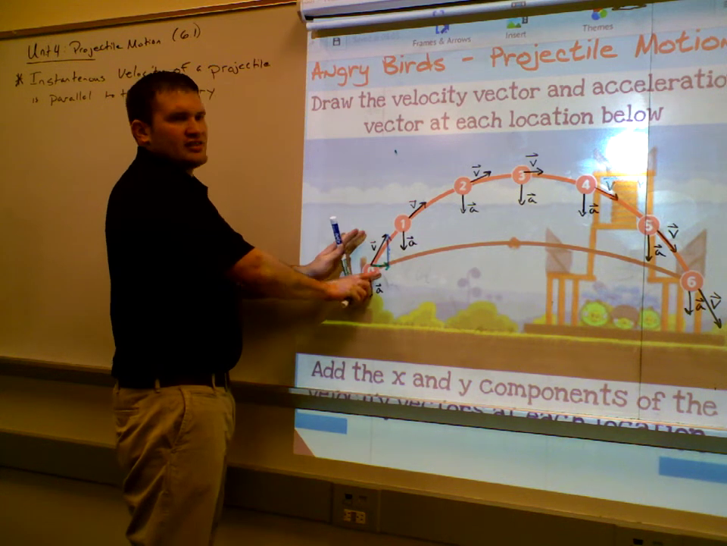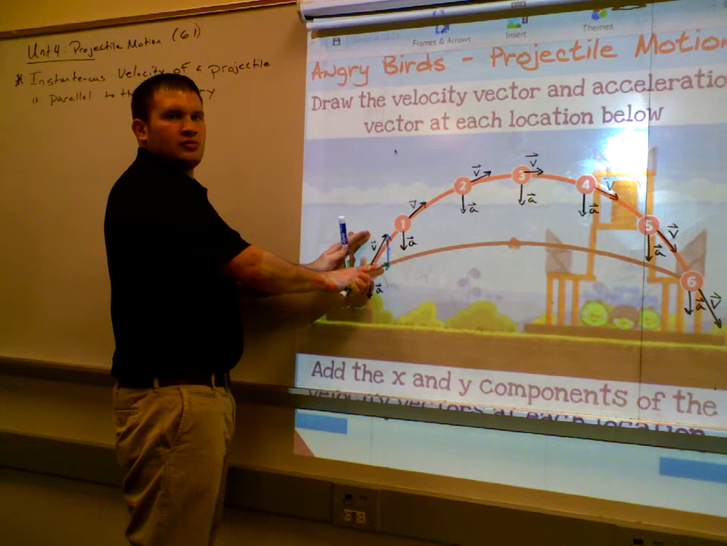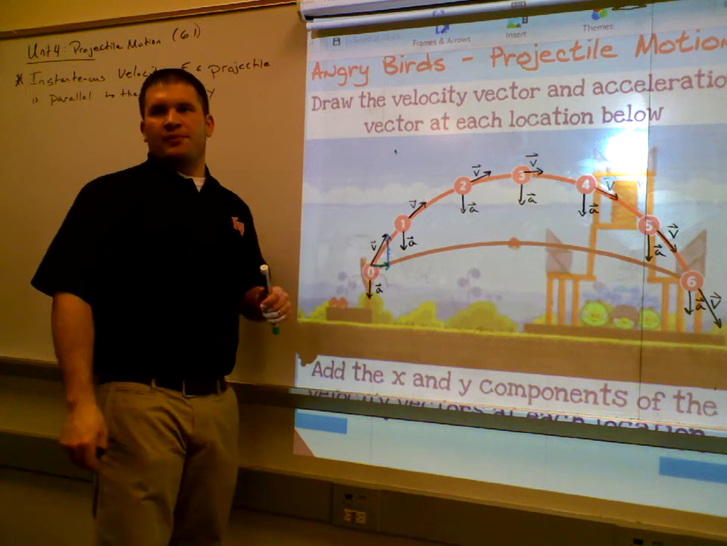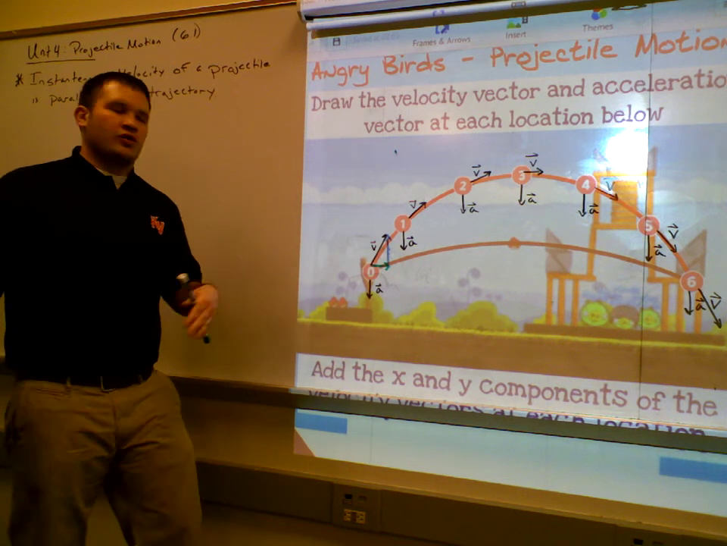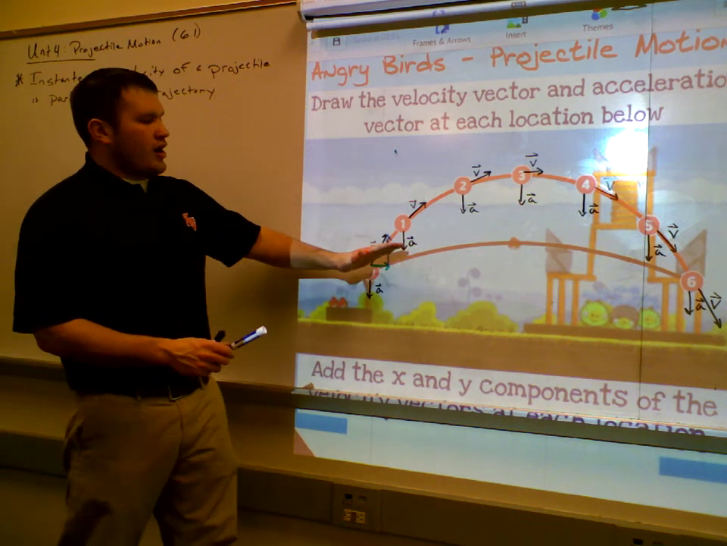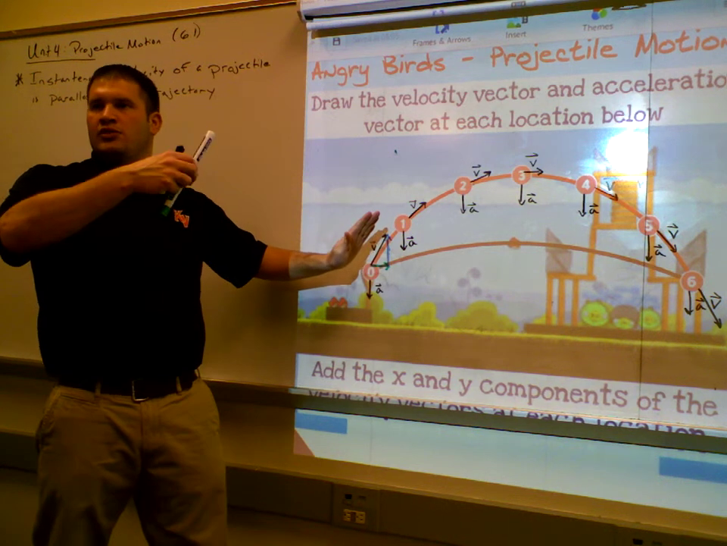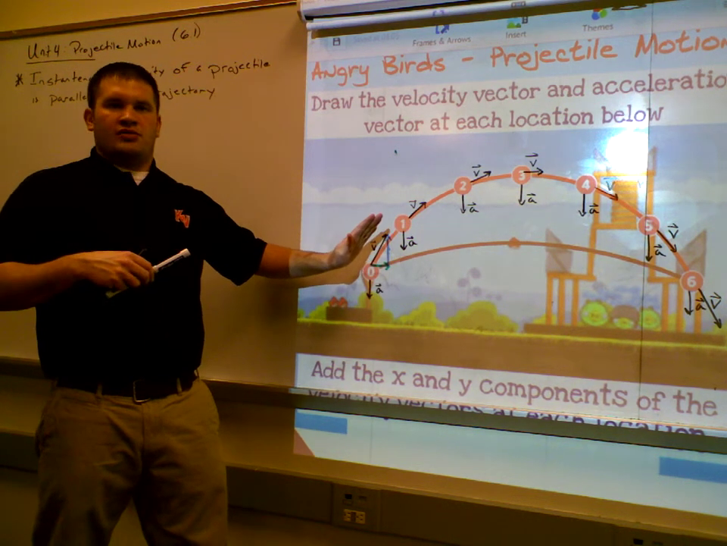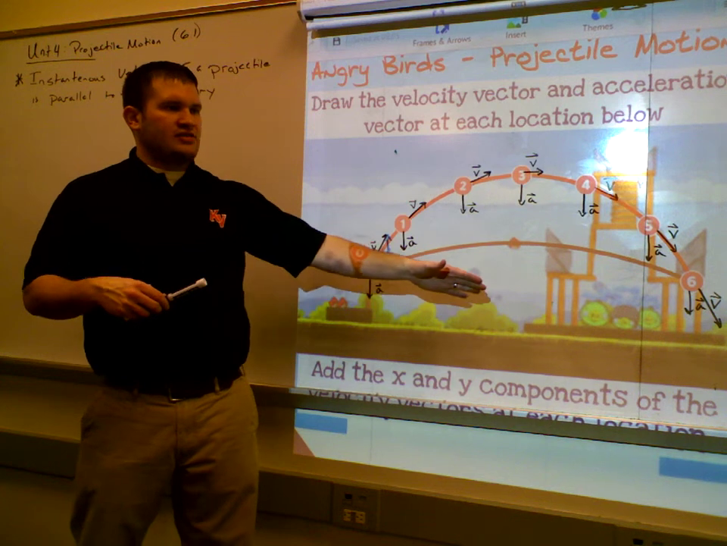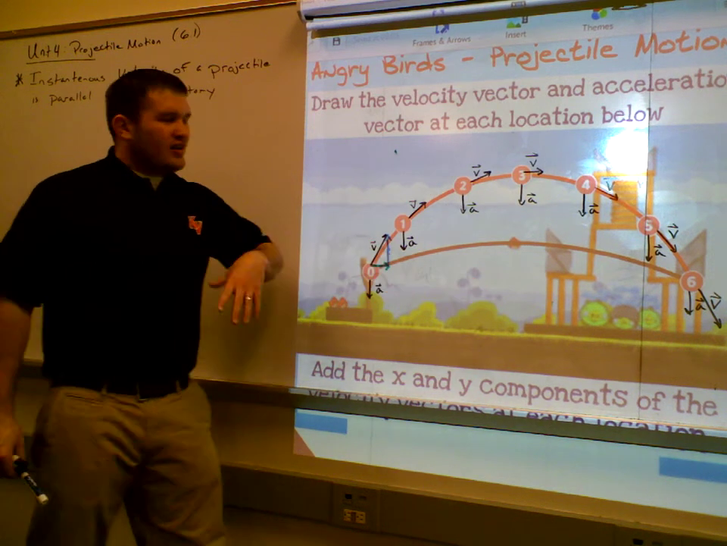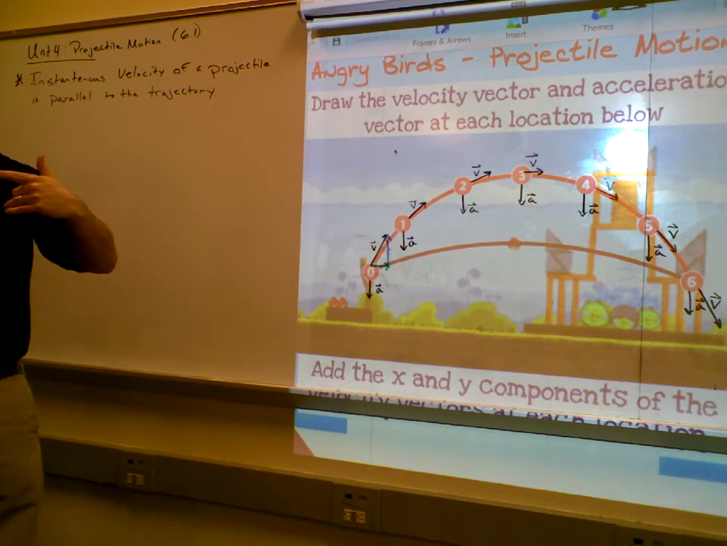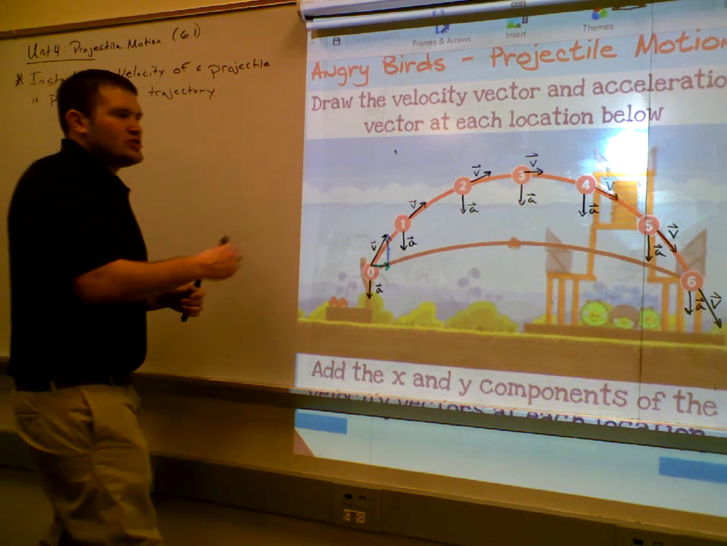Which one has the bigger x component? The burgundy one or the red one? The burgundy one, right? Which one has the bigger y component? The red one, right? Because remember, larger angles means we have more y. The red one shot at a larger angle. Does that make sense, guys? Yeah. Okay.